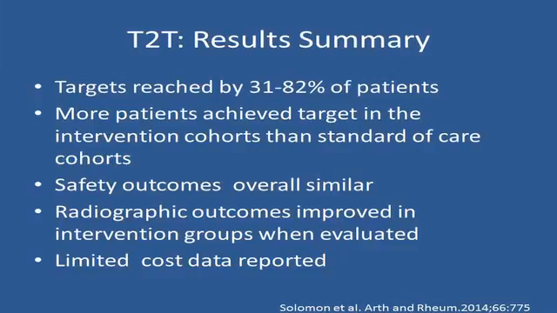So Solomon and his group looked at the results of the various treat-to-target studies that were out there. The targets have been reached by about a third, 82% of patients. More patients achieved target in the intervention cohorts than standard of care. Overall, the safety outcomes were similar. Radiographic outcomes were improved. Intervention groups were evaluated. There was limited cost data. Basically, I showed it to you in the TICORA trial.